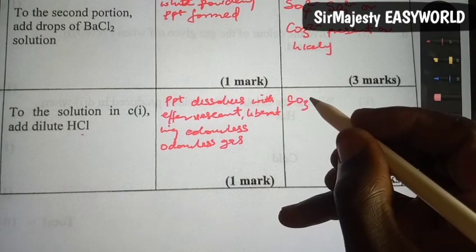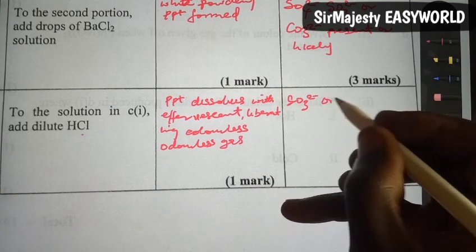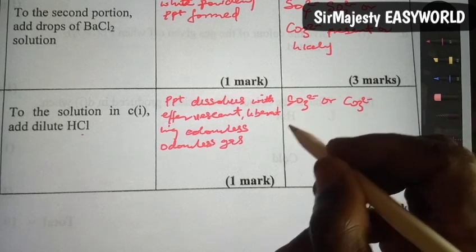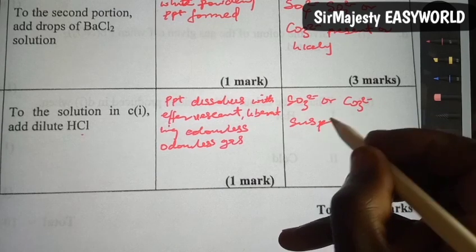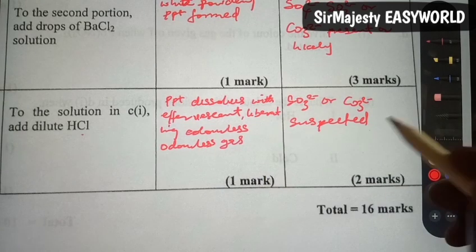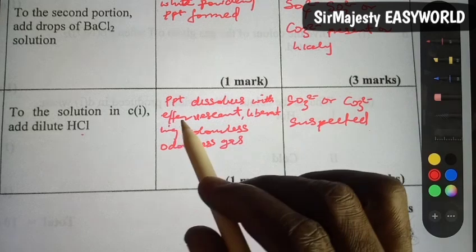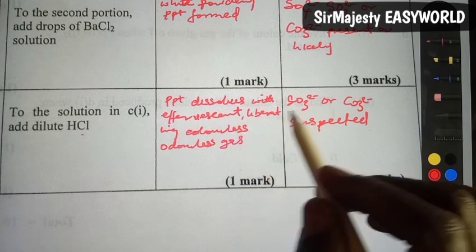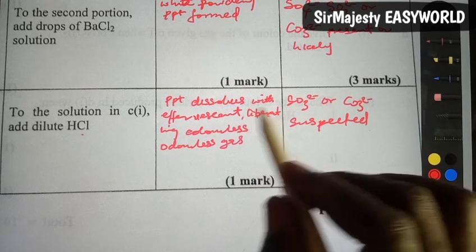SO3 2- or CO3 2-, suspected or present. But hence you have said colorless, odorless, you can confirm this. So if you must report this, you just say precipitate dissolves with effervescence. You can stop from here.